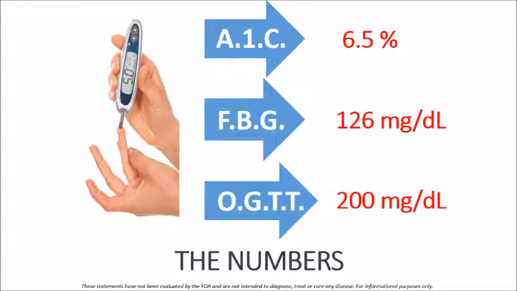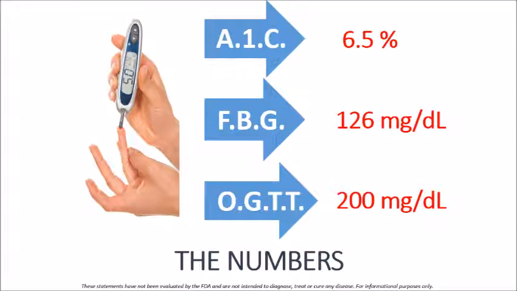What you want here is to have levels that are 6.5% and below to indicate good sugar control. Anything above that shows poor sugar control. They can test your fasting blood sugar by measuring blood sugar levels after you haven't eaten for about 8 hours. Ideally, 126 and below is what you want. Anything above shows poor glycemic control.